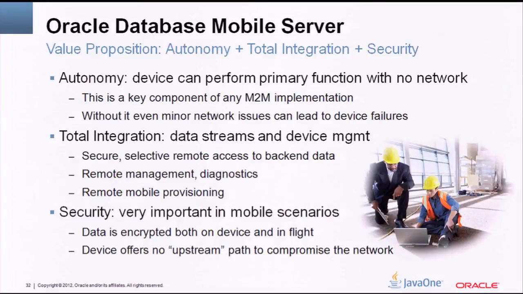The value proposition for a database mobile server, or DMS for short, can be broken down into three pieces. Number one is autonomy. As I said, the device can perform its primary function without dependency on the network, the database, the web server, the application server, all those pieces that normally would need to function if you developed the network in some other way. The device is no longer dependent on that. So this is very popular in any scenario where you have a device moving around constantly through a 3G network that comes in and out.